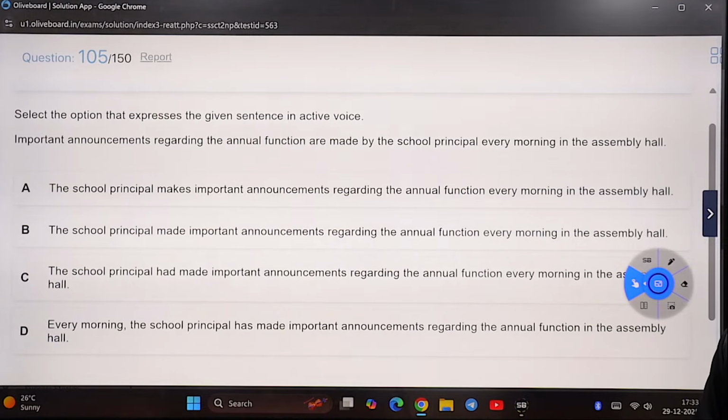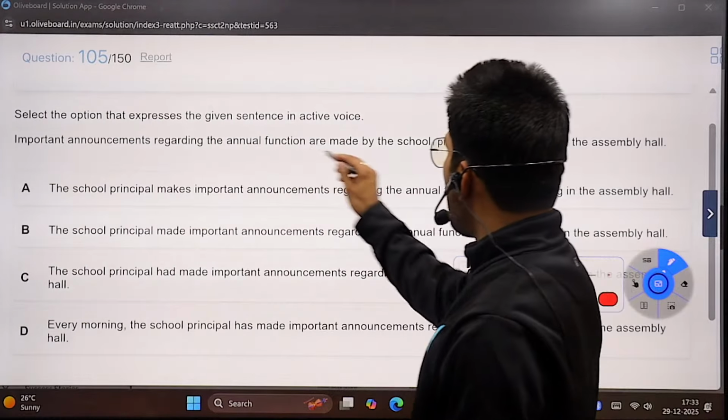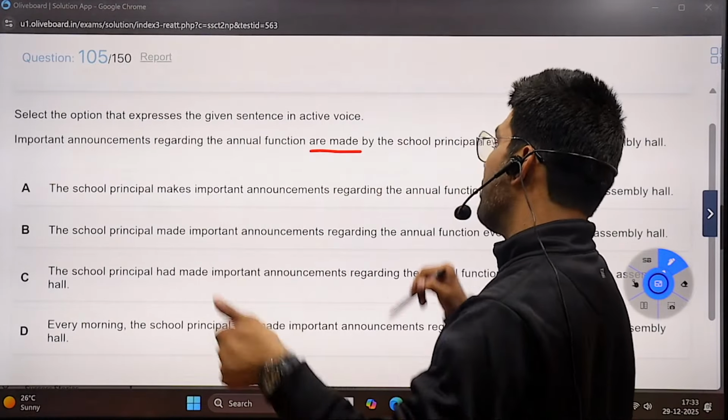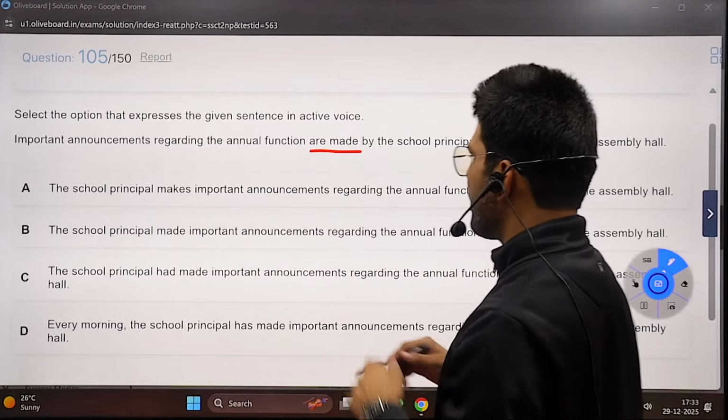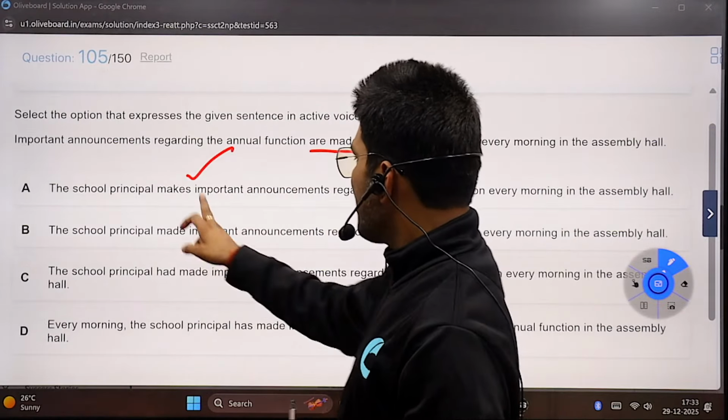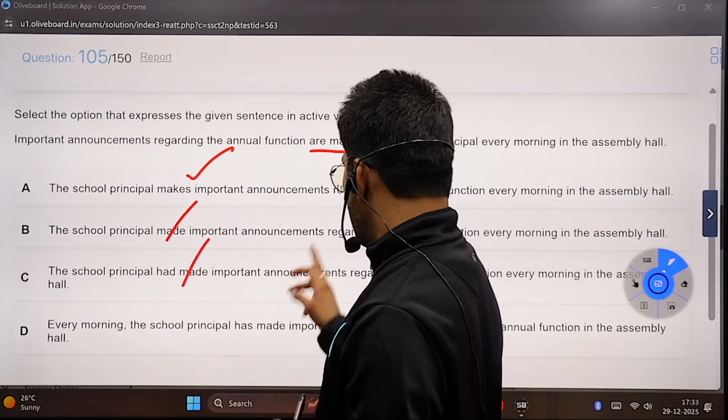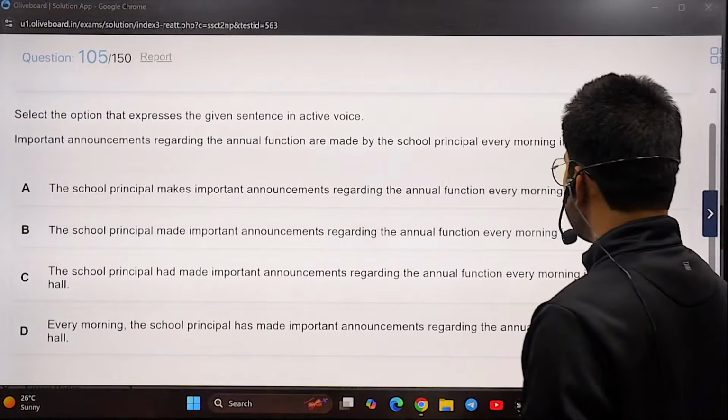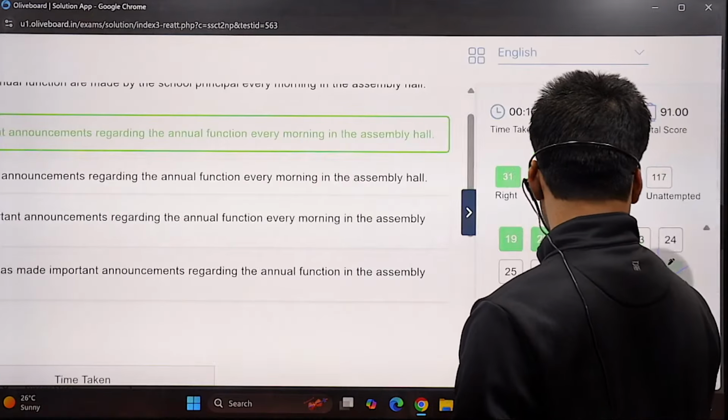Superb. Yes, of course, you are correct. Are made is present indefinite. Make or makes should be there. Makes, okay. Why made? Why had made? Why has made? Done.